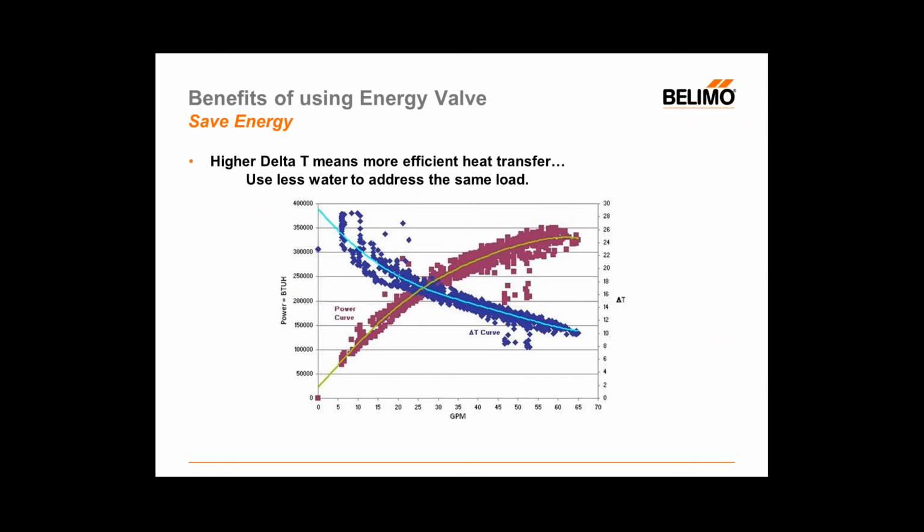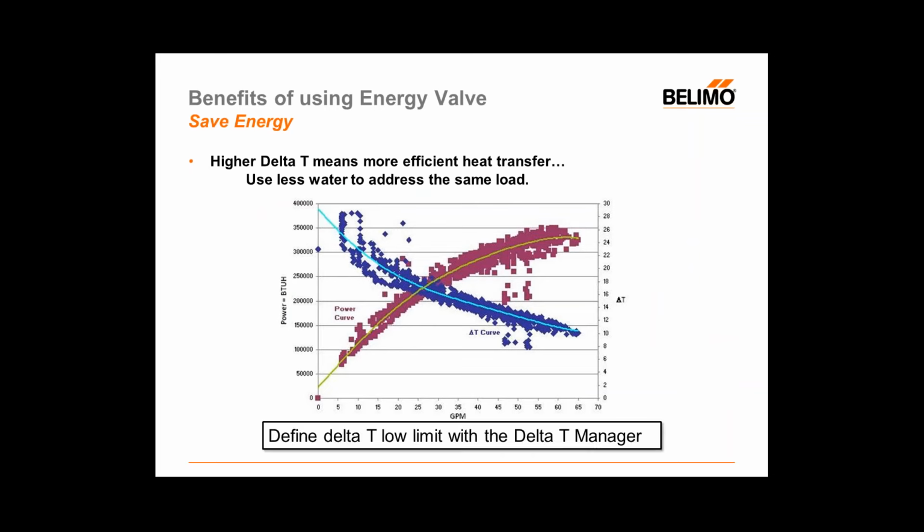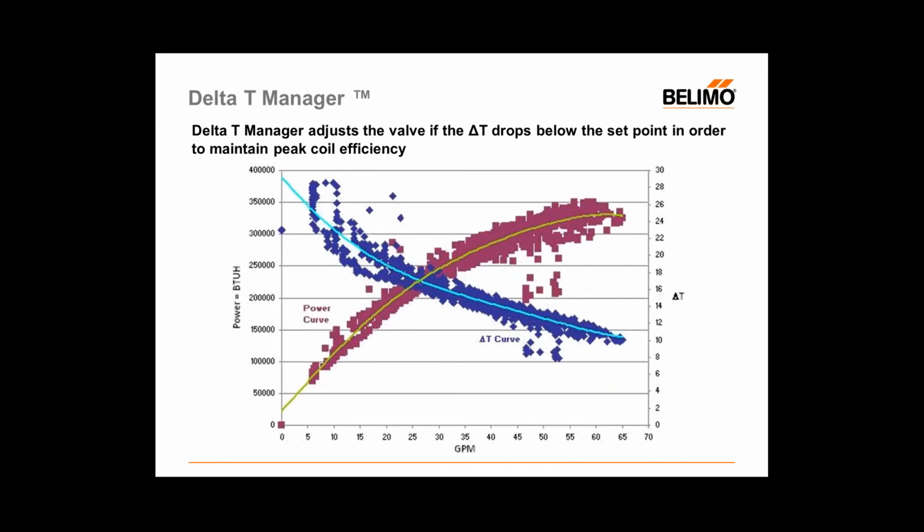So how are we saving the energy? Higher delta T means that we have more efficient heat transfer. What it really means is that I'm going to use less water to create the same amount of cooling. So what are we going to do there? We're going to define a low limit of acceptable delta T for a particular coil. So let's take a look at our kind of clean looking coil here, and we'll just say that we're going to define a 12-degree low limit. So what that does is that the valve will modulate normally in response to the automation system under all conditions unless the delta T drops below 12.